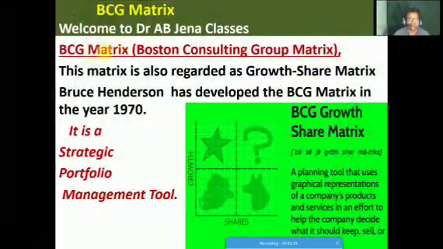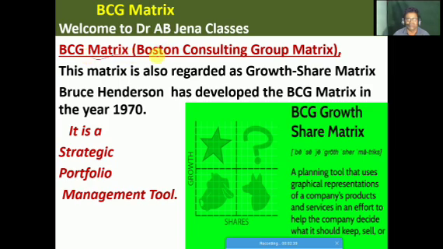What is the BCG matrix, what are its objectives, advantages and disadvantages, and what are the important features of each and every element of the BCG matrix, I mean the quadrants. BCG stands for Boston Consulting Group Matrix.